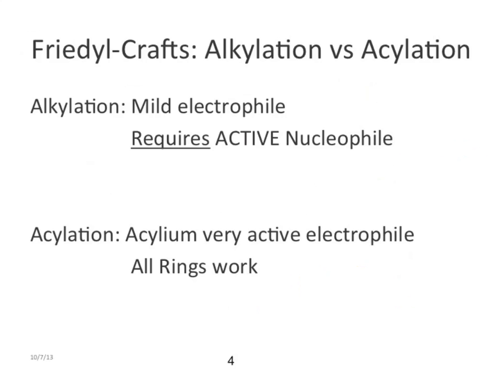So if we're going to look at trying to predict overall reactions, if our ring has a deactivating group attached to it, we're going to have to use acylation. If it has an activating group attached to it, we can use either. It's not going to matter which one we choose, because both of them will work. Okay? And it has to do with the stability of that carbocation, forming that electrophile. Questions about that?